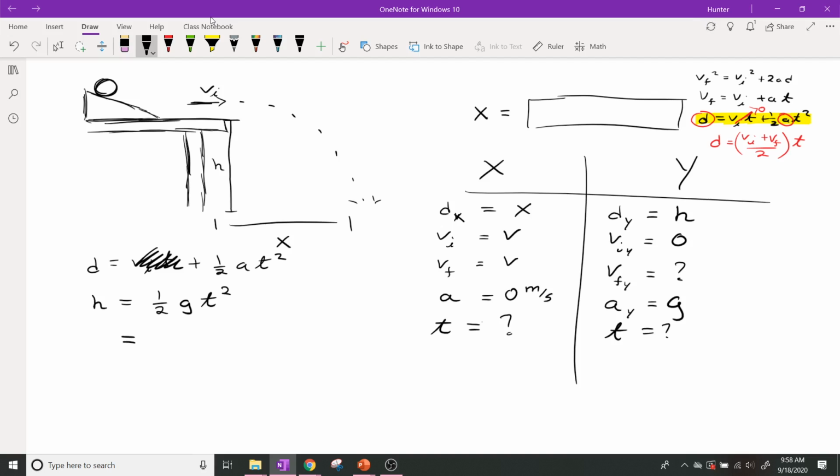Okay, so I'm going to multiply both sides by 2, get 2h over g equals t squared, right? So I multiplied by 2, I divided both sides by g, and I got t squared equals 2h over g, and then take the square root of both sides. So the square root of 2h over g is equal to t. Are we in agreement there?